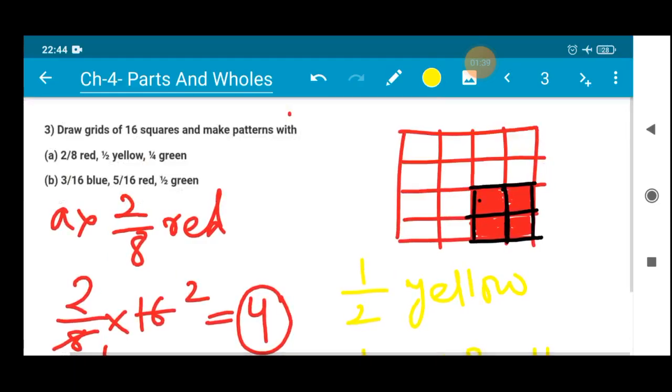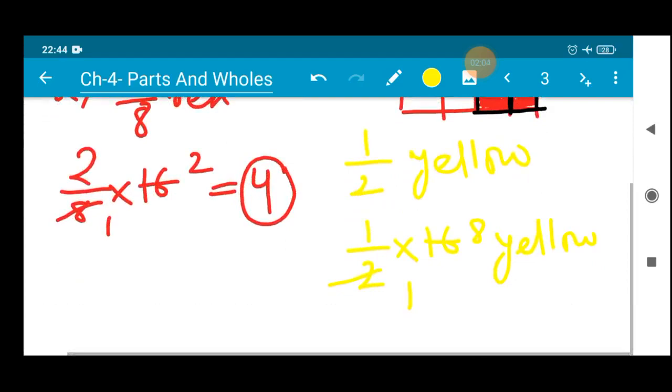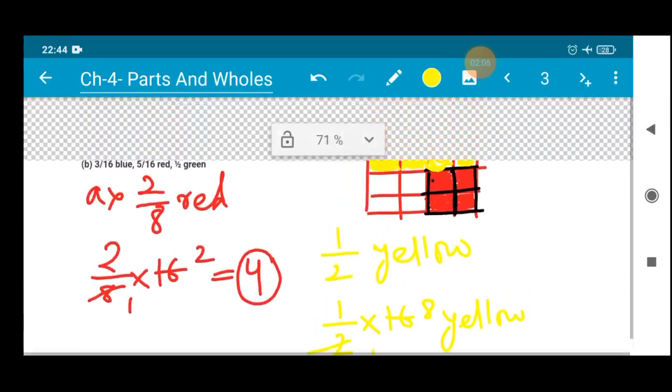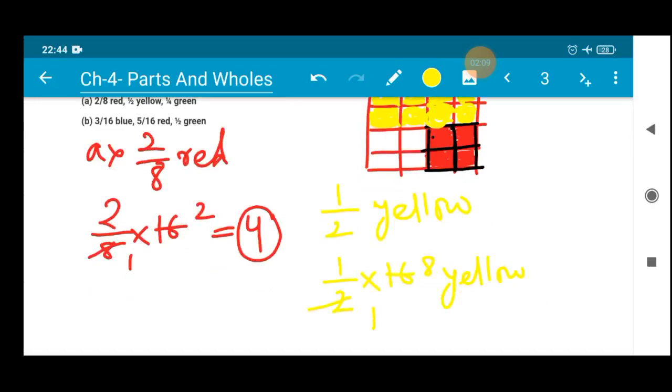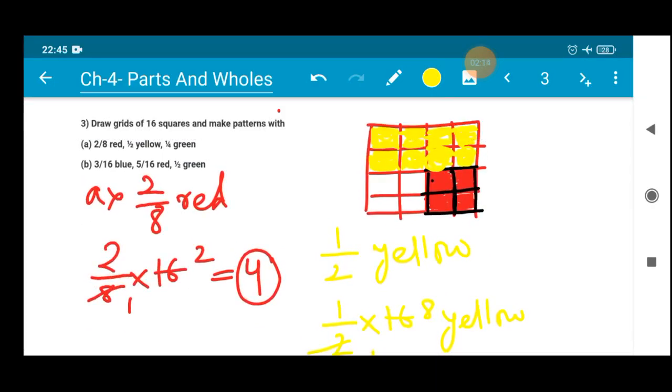So let us color that. 1, 2, 3, 4, 5, 6, 7, 8. Okay, so out of the 16 boxes, 8 boxes are yellow in color. Alright, so this is actually representing that 1 by 2 means half. So that means out of 16, half will be colored with yellow.